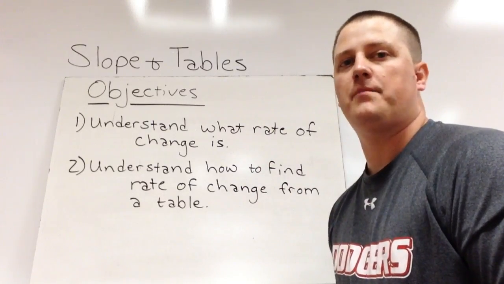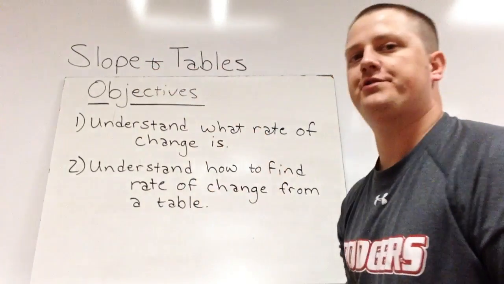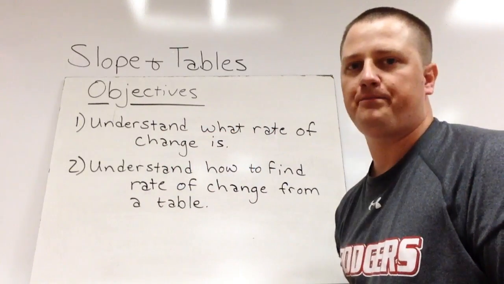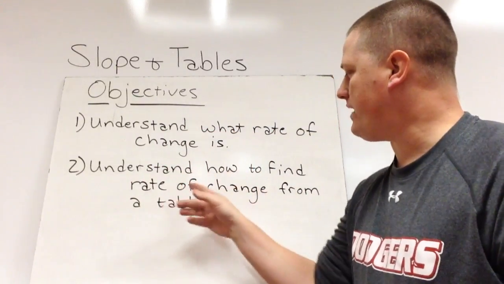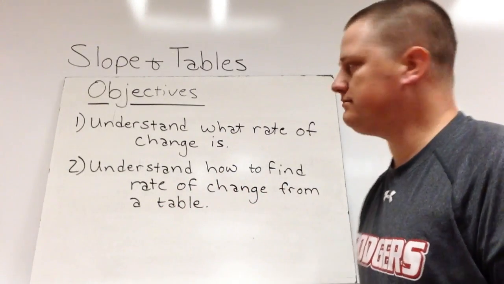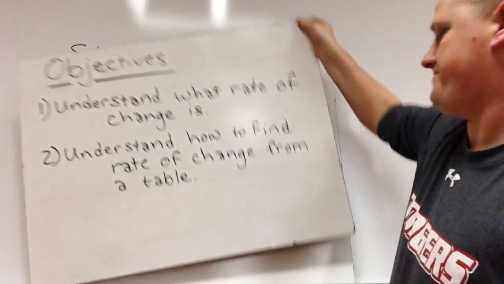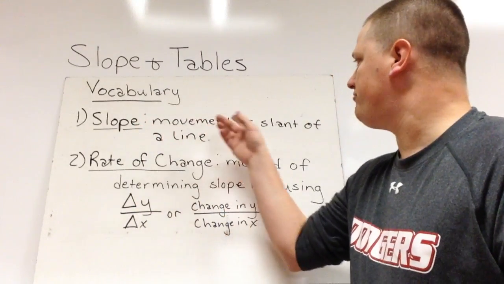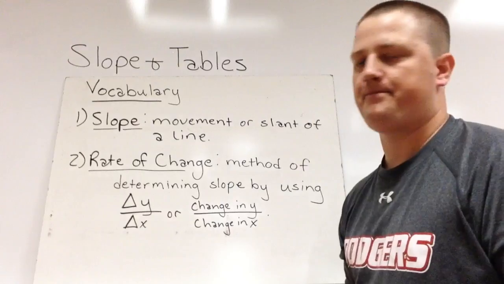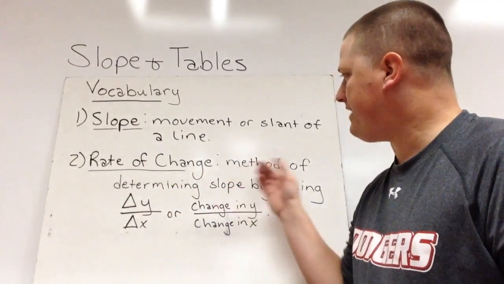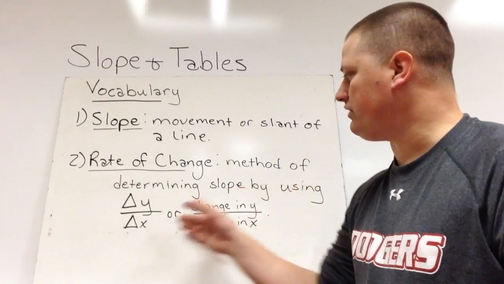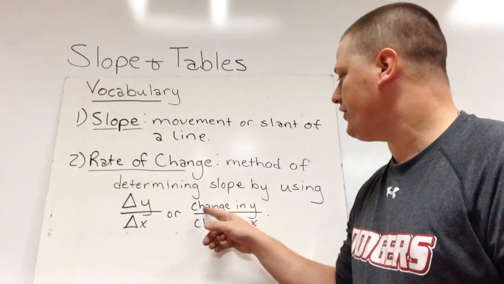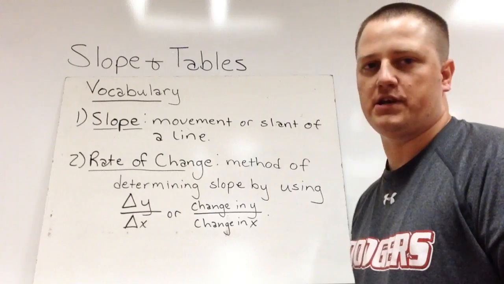In this lesson, we're going to be looking at slope and tables. Our objective: understand what rate of change is, and understand how to find rate of change from a table. Vocabulary: slope, the movement or slant of a line. Rate of change, a method of determining slope by using delta y over delta x, otherwise known as change in y over change in x.